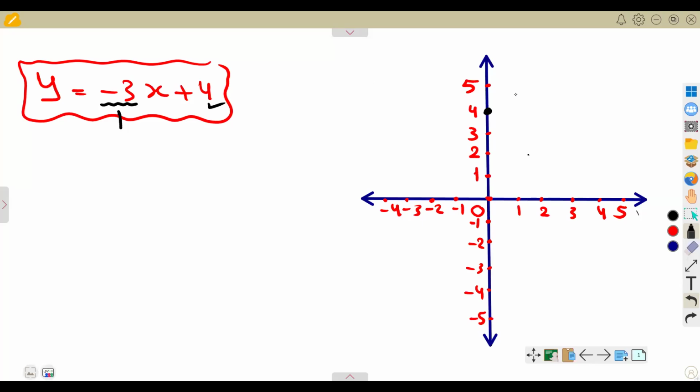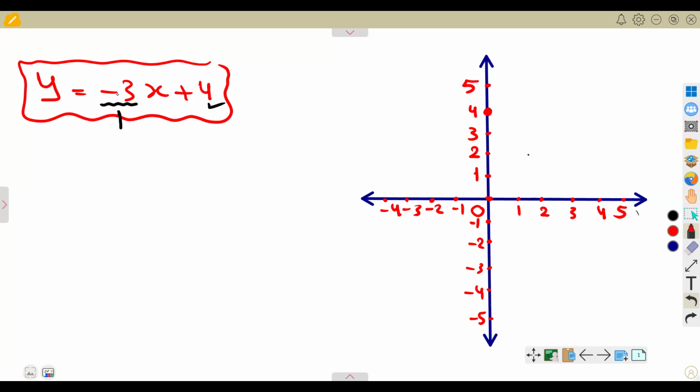To draw any straight line, we must have 2 points. Now we check that the y-intercept here is 4. We have to determine another point to join it with 4 to draw the straight line. How can we determine it?